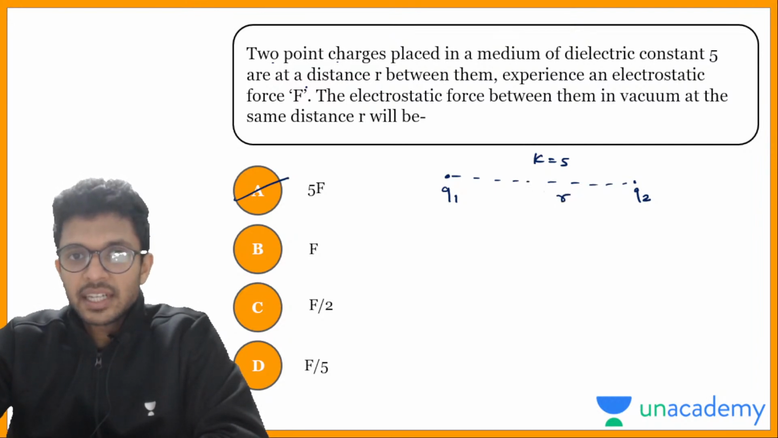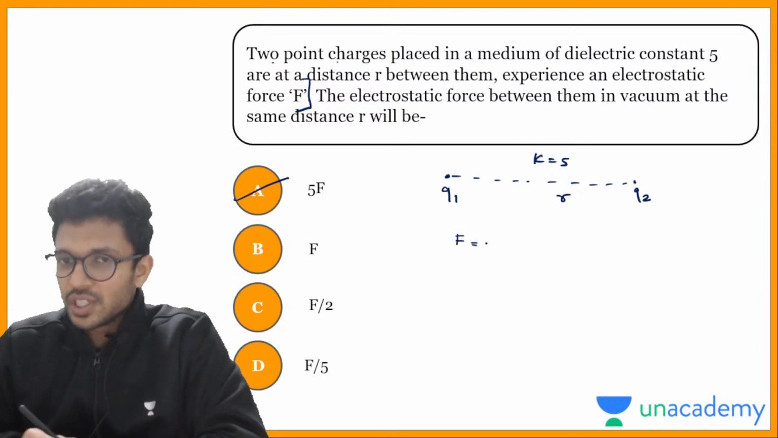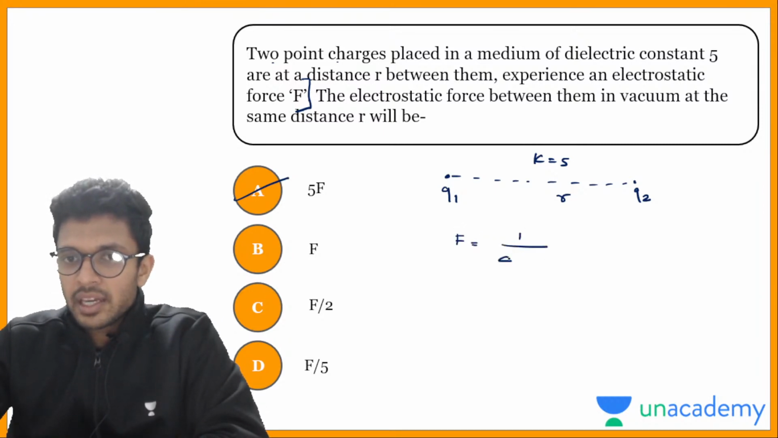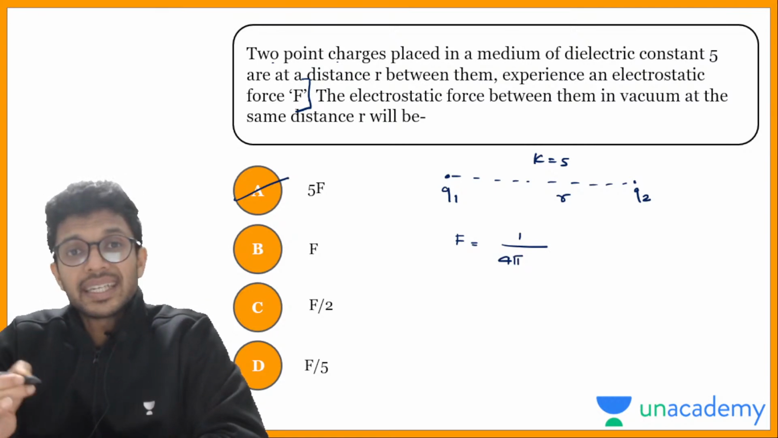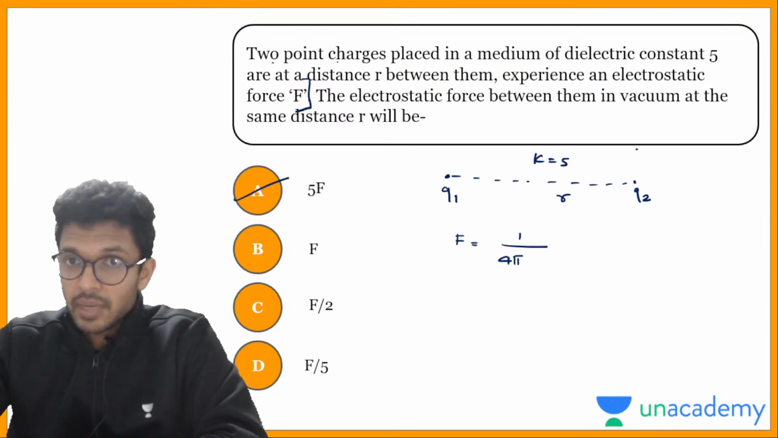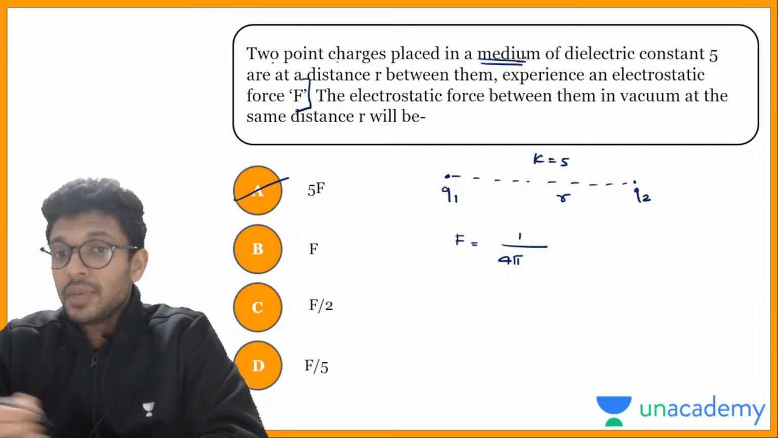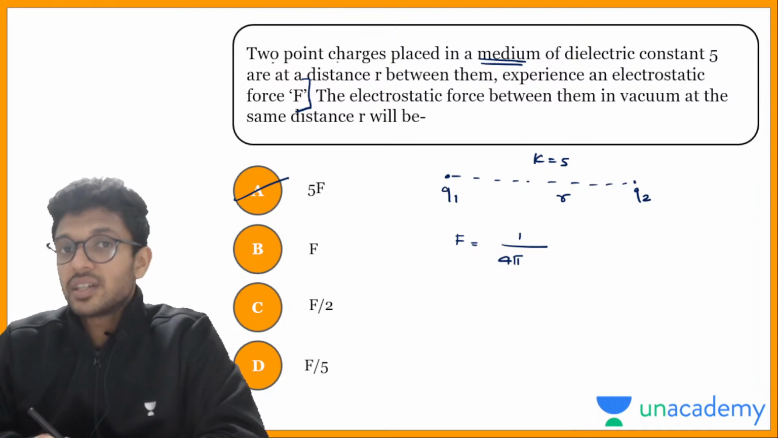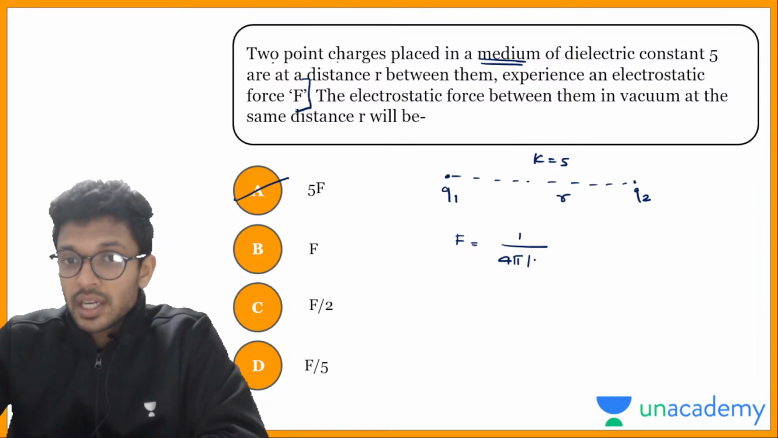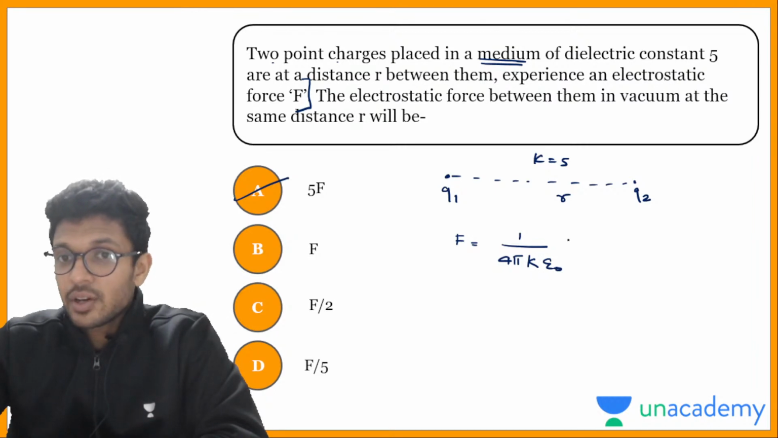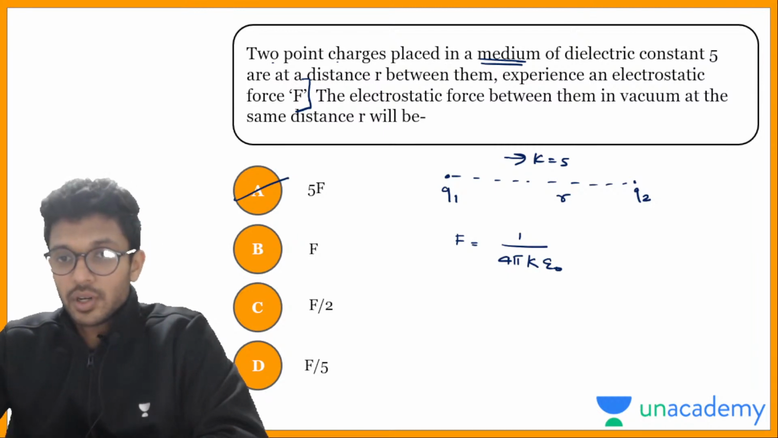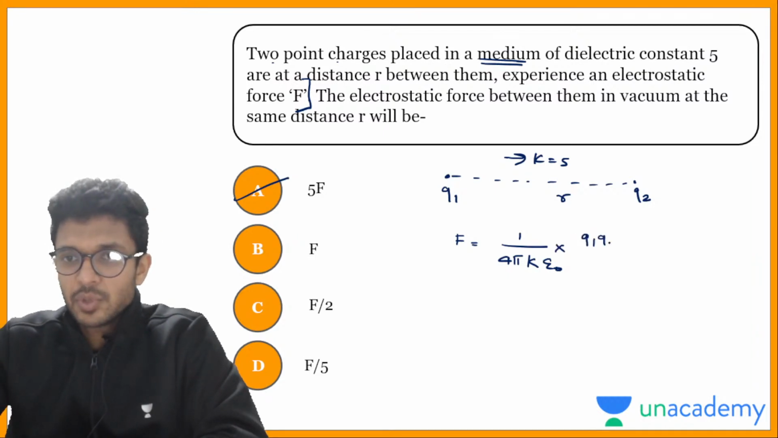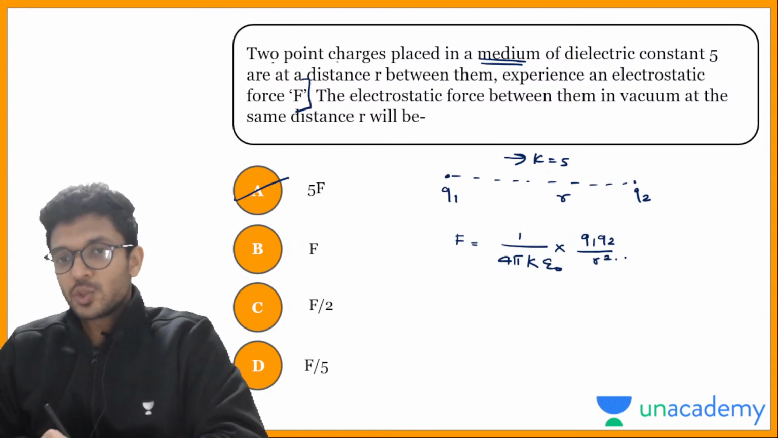Okay, experience an electrostatic force F. Now first let us write the force value. Force is equal to 1 by 4 pi... is it epsilon naught here? No, epsilon naught is the permittivity of free space, but here we are talking about a different medium. So in that case, how will you express the permittivity? That is equal to k times epsilon naught. What is K? K is the dielectric constant of the medium whichever we are talking about. Then remaining things are same, q1 q2 divided by r square.